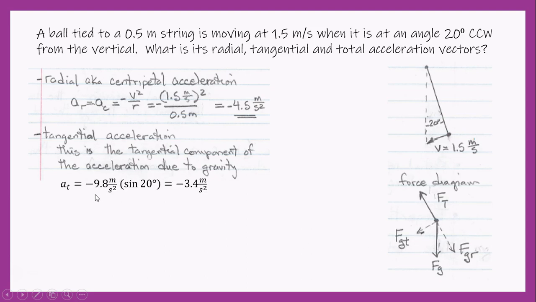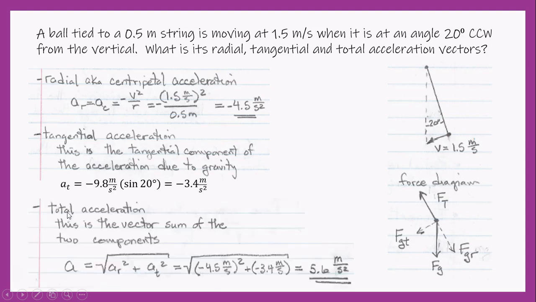We know the acceleration due to gravity is negative 9.8 meters per second squared, but we need to find the portion of that that is in the tangential dimension. This angle right here is 20 degrees, and so if we take the sine of 20 degrees, that'll give us this vector arrow, which is in the same length and same direction as our tangential dimension. So the tangential acceleration is negative 3.4 meters per second squared.